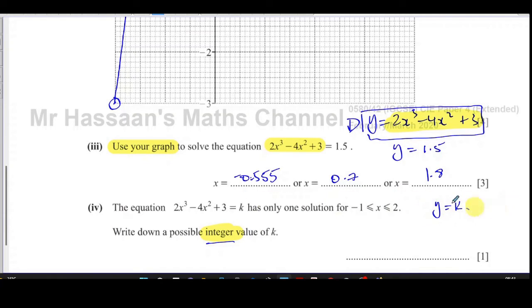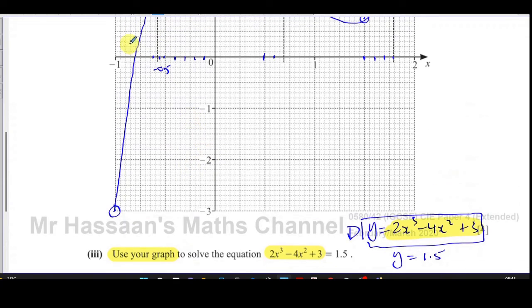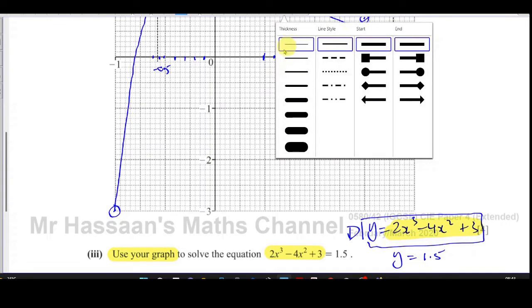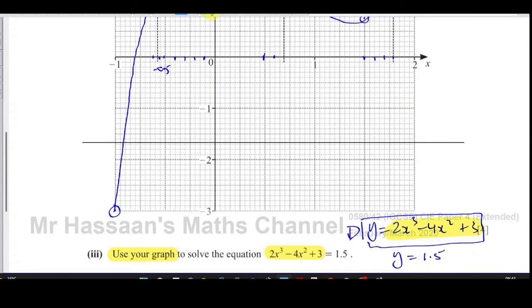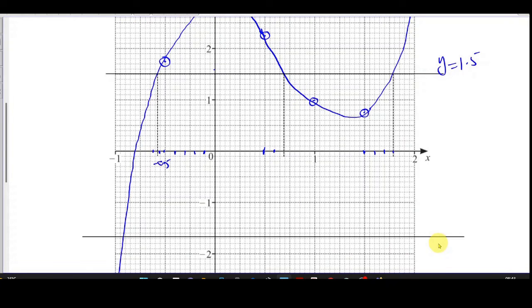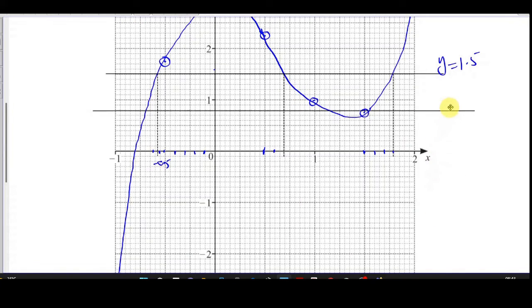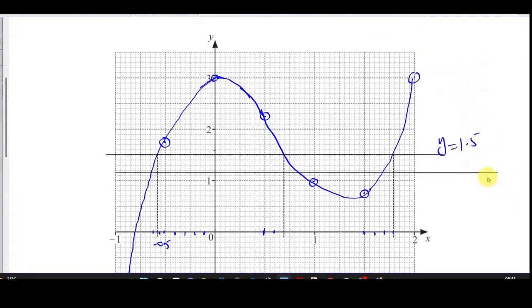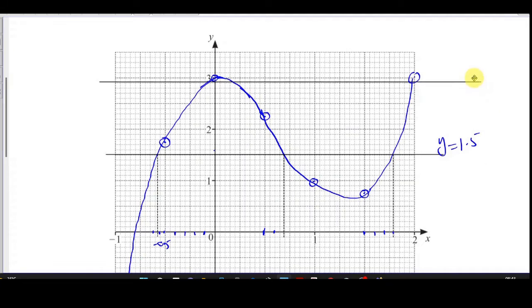So y equals something means a horizontal line. It should only have one solution, means it should only intersect this curve in one place. So if we draw a horizontal line and we see where it intersects the curve in one place? Well, just like y equals 1.5, this line would cut this curve in 3 places, means there would be 3 solutions. However, at this point here, there's going to be 2 solutions.